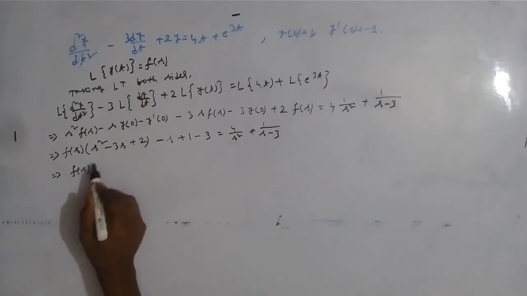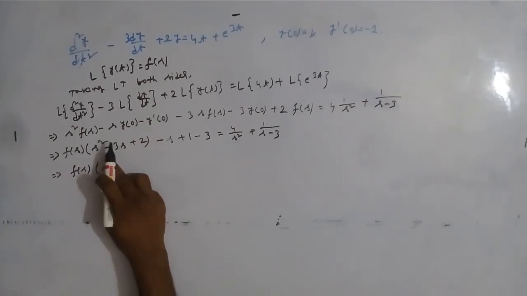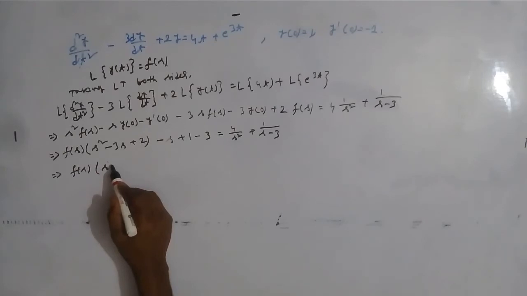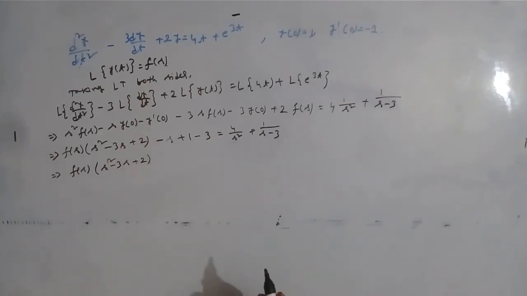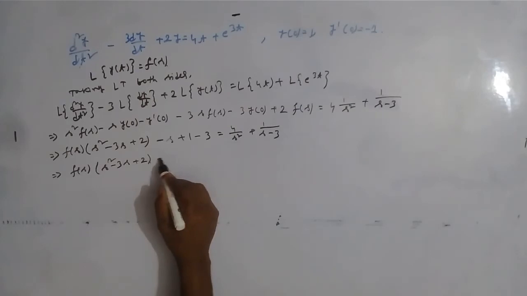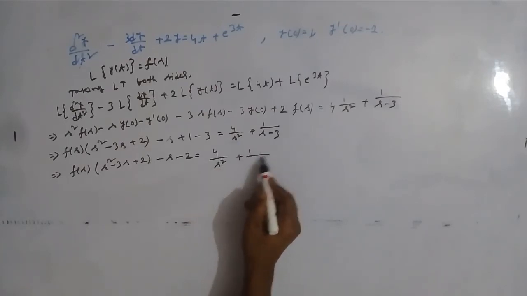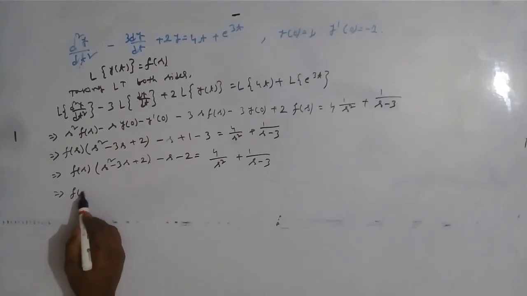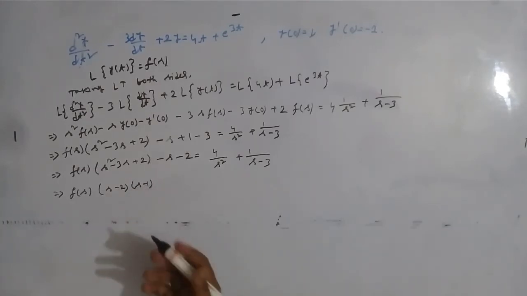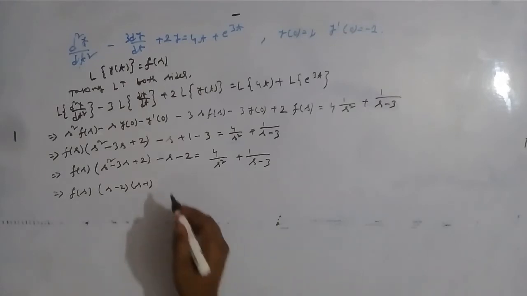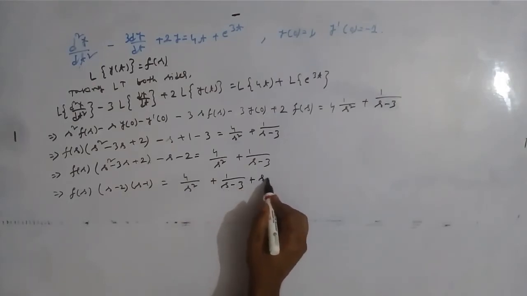So F(s) into s² − 3s + 2, now −s − 2, equal to 4/s² + 1/(s − 3). Now if we factorize this, it will be (s − 2)(s − 1) F(s) equal to 4/s² + 1/(s − 3) + s + 2.